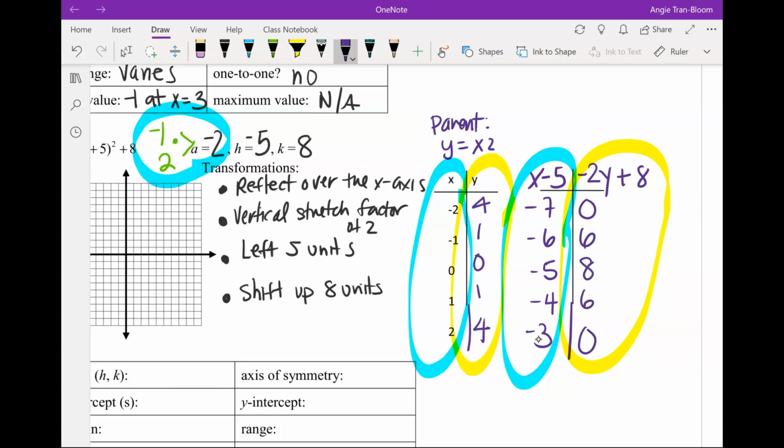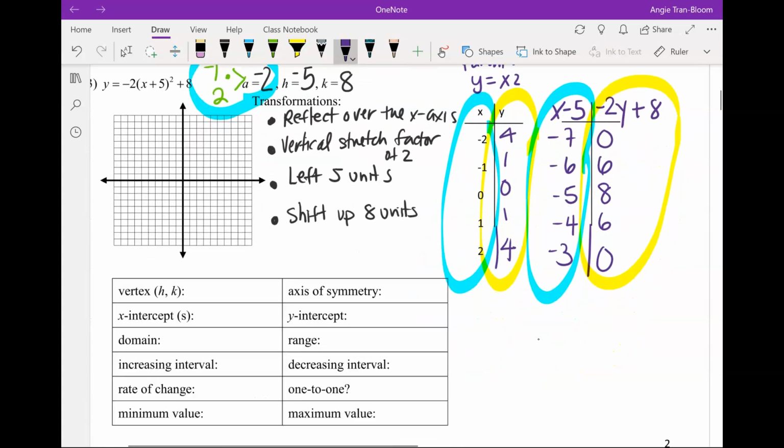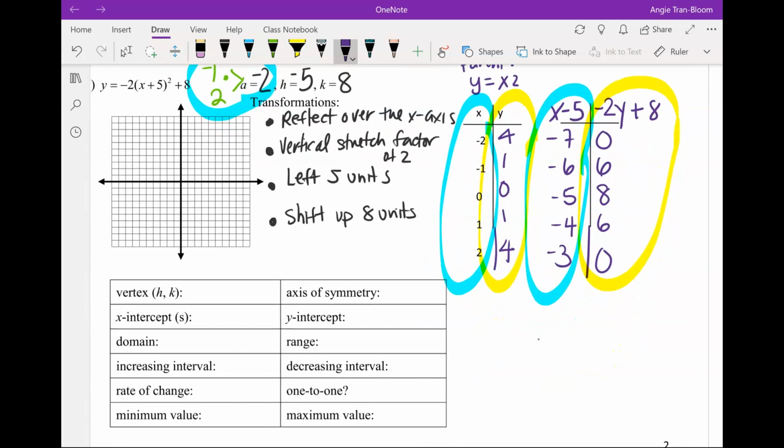If you guys found those already, can someone confirm those before I plot? Yes. Thank you. All right, I'm going to plot. -7, staying at 0. -6, go up 6. -5, go to 8. And then back to symmetry. Should I make a V? No. Make a U. Okay?